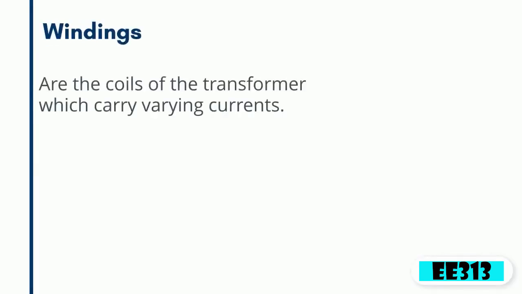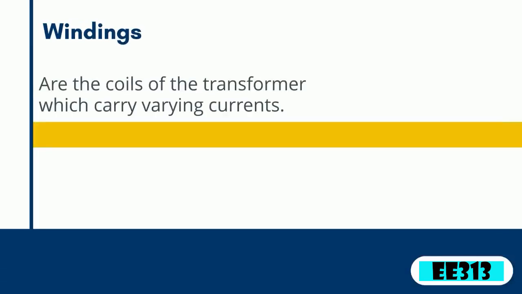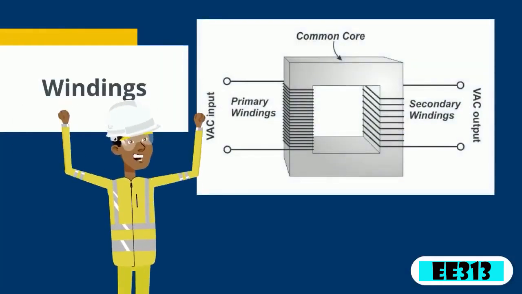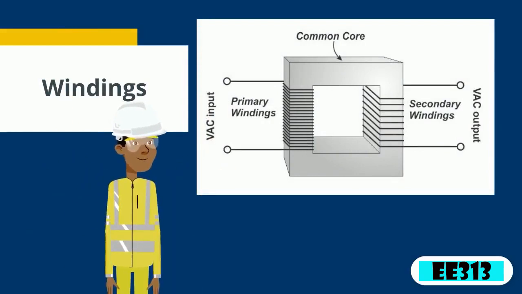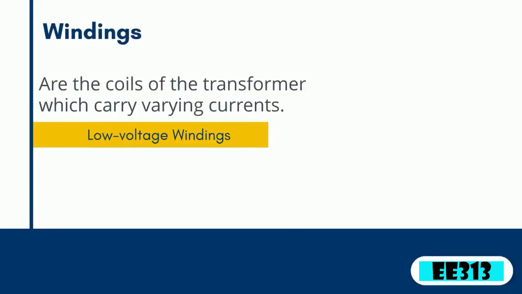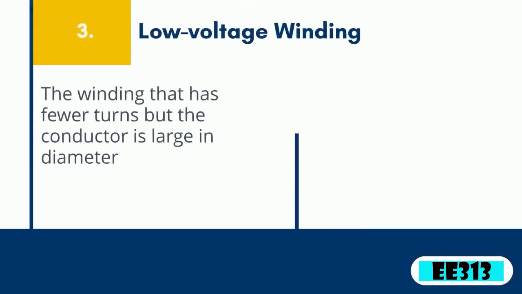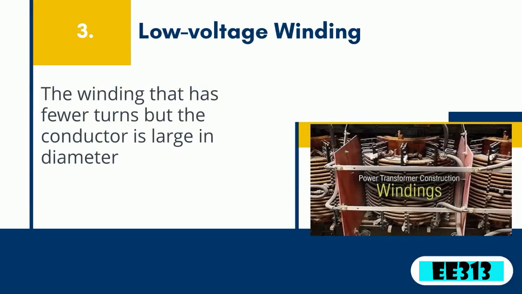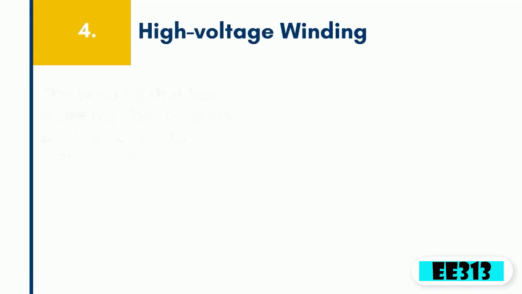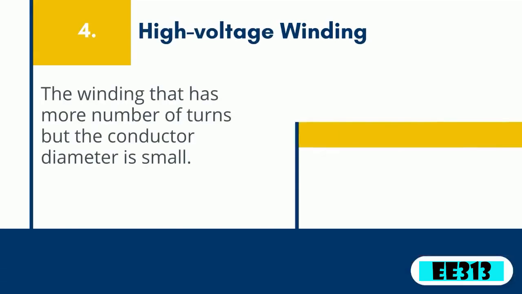Then we have the windings or the coils of the transformer which carry varying currents. The primary winding is the coil connected to the voltage source which induces magnetic flux and will create voltage in the secondary coil through mutual induction. Here we will talk about two categories of windings. The first one is the low voltage winding, or the winding that has fewer turns but the conductor is large in diameter. The other one is the high voltage winding, which has more turns but the conductor diameter is small.